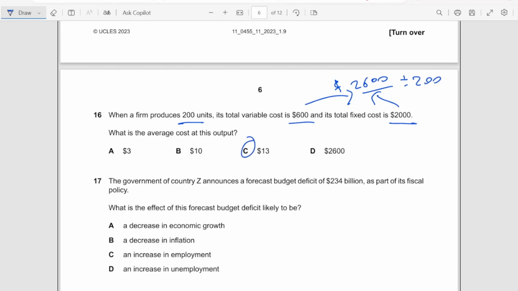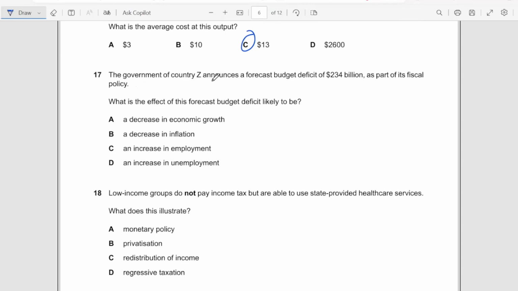All right, next question. The government of country C announces a forecast budget deficit of $234 billion as part of its fiscal policy. So it's running a budget deficit. What is the effect of this forecast budget deficit likely to be? Well, when there's a budget deficit, it means we're pursuing an expansionary fiscal policy. Come on, guys. Now, this is again a concept that we teach in classes. What's expansionary, what's contractionary? When there's a budget deficit, it's expansionary.